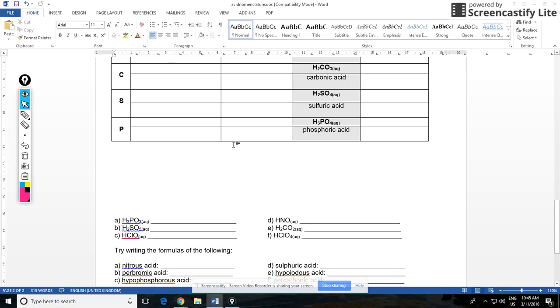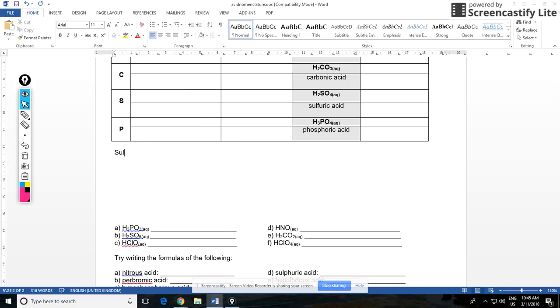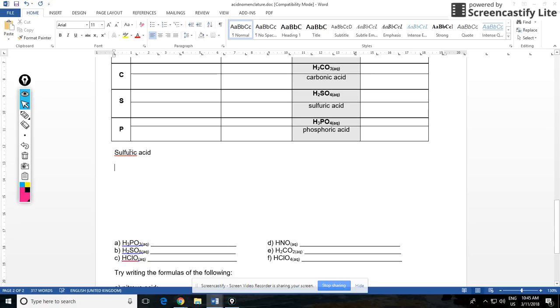Writing formulas for oxyacids. So suppose I had sulfuric acid. First of all, I would know that sulfuric acid is an oxyacid because there's no hydro in the front. You have to figure out which polyatomic ion you have. And because there's an ic here, you know that this is SO4, sulfate, SO4 2 minus. Knowing that, now you can do the crisscross between H and sulfate.